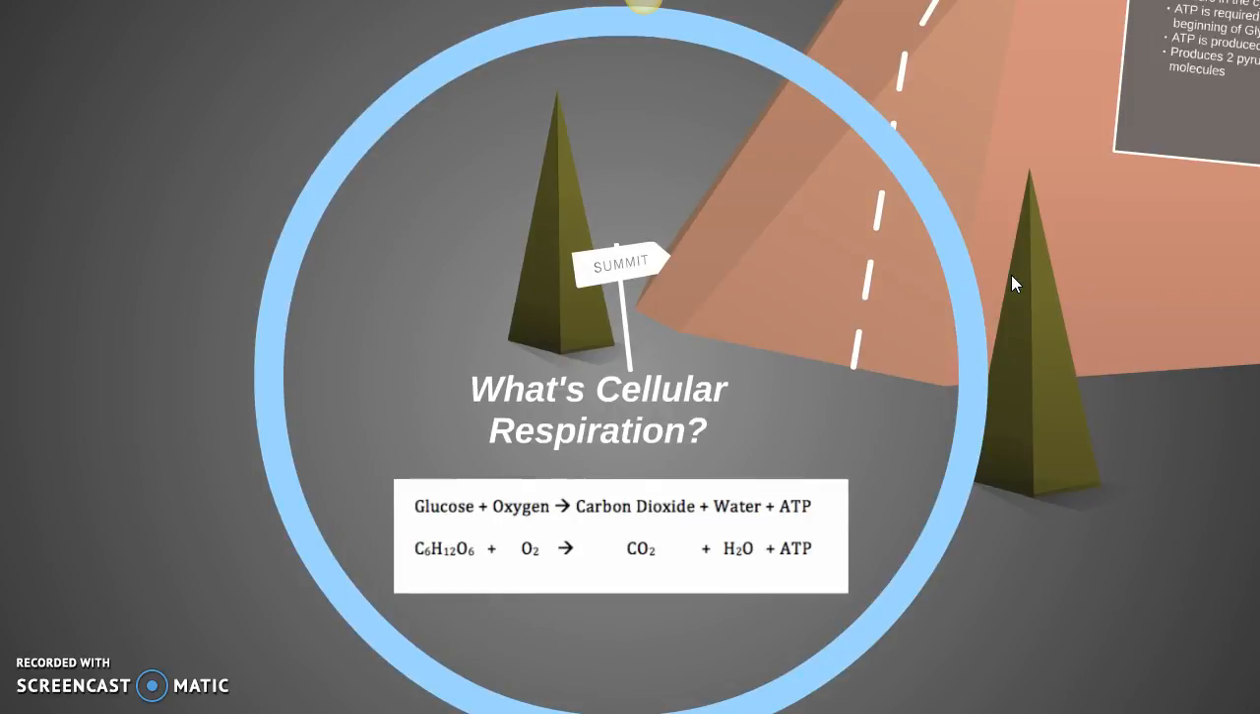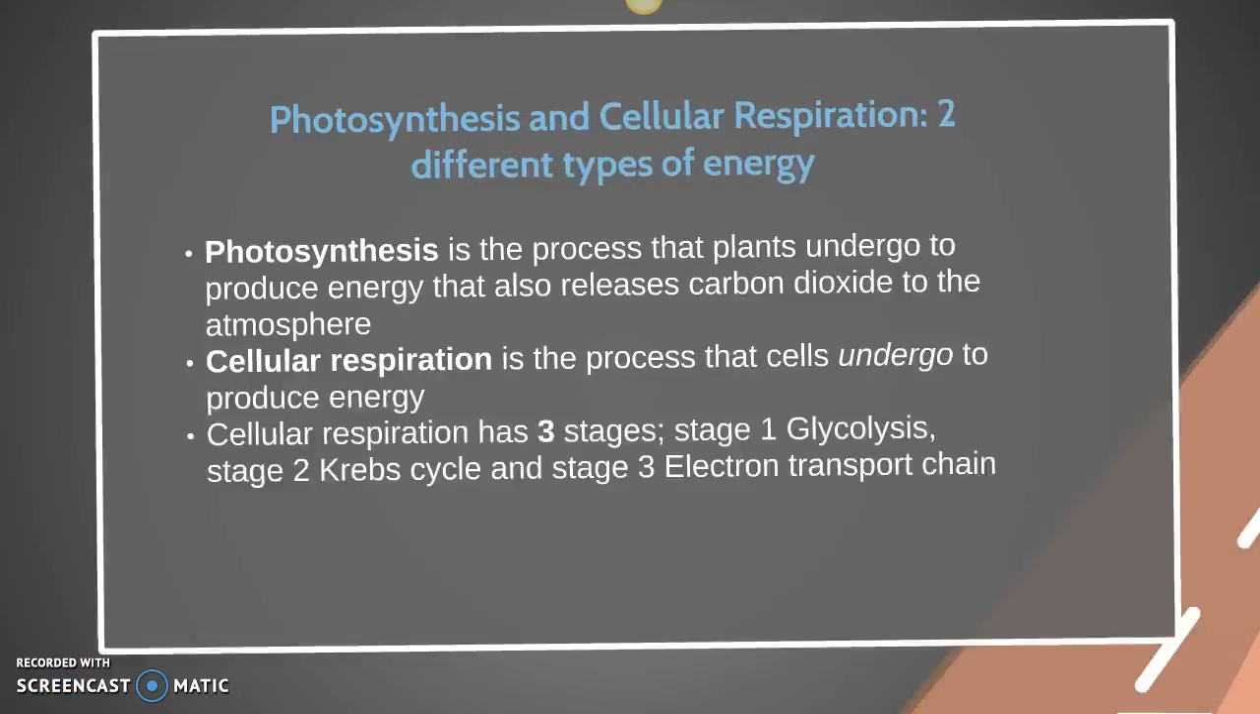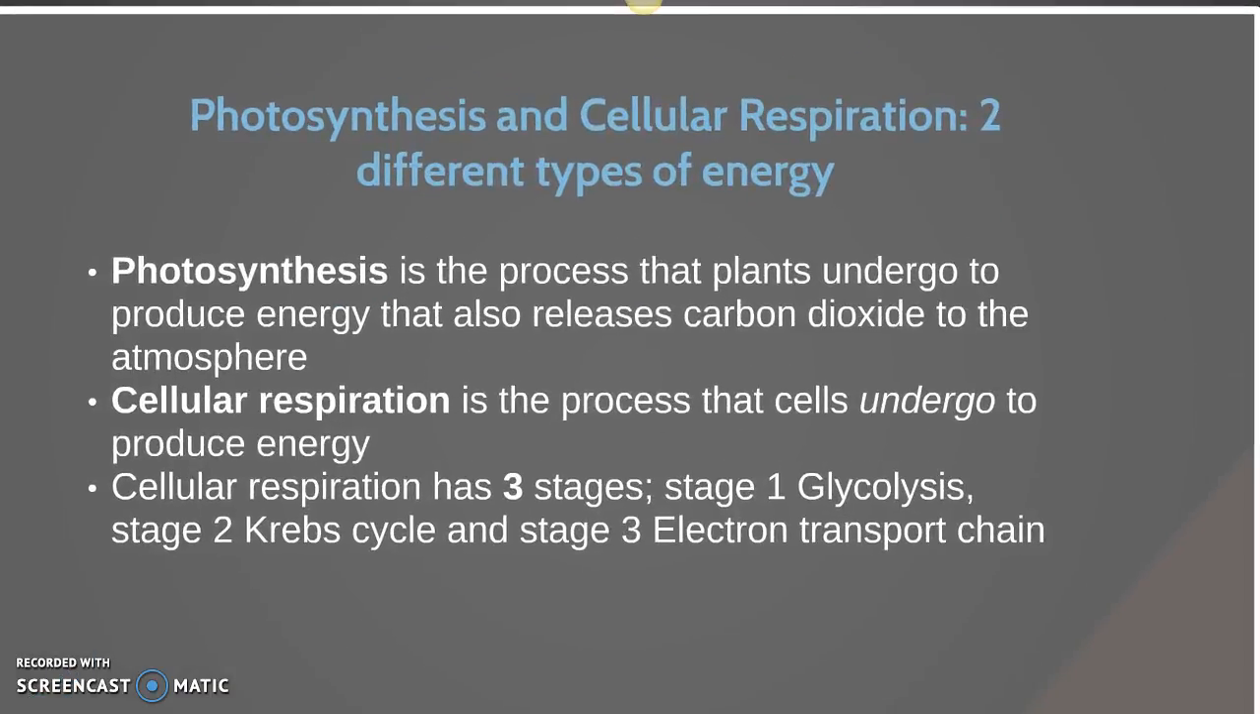What's cellular respiration? Below I provided you with the chemical equation for it, which I would like you guys to remember as well, please. So glucose plus oxygen leads to carbon dioxide plus water plus ATP, and ATP being energy. And it's actually the opposite of the photosynthesis chemical equation as well, which I thought was pretty interesting and easy to remember as well.